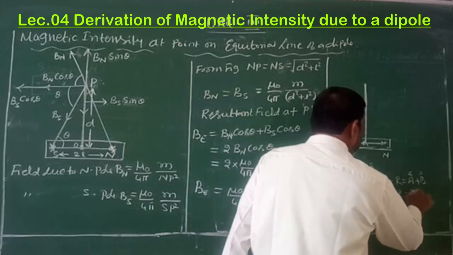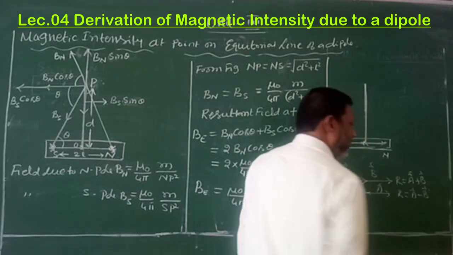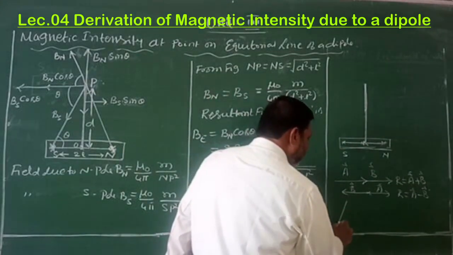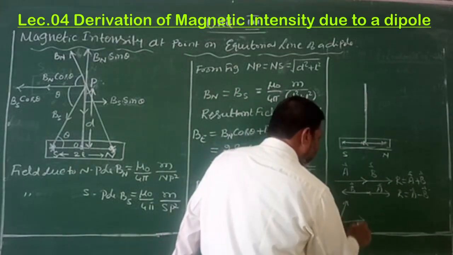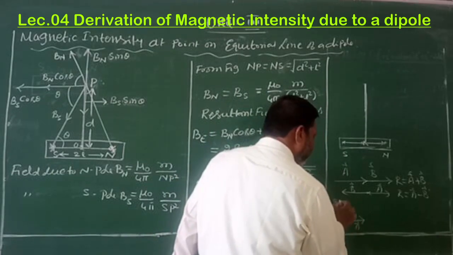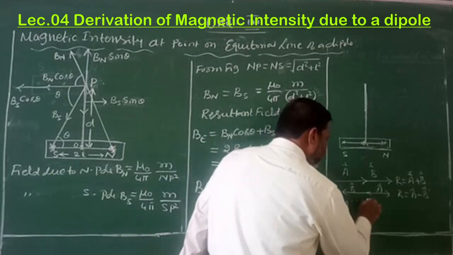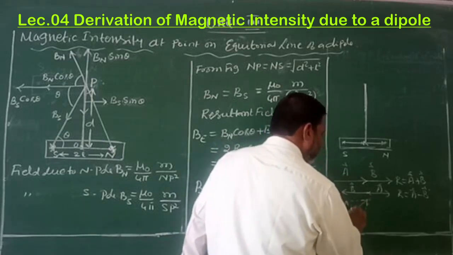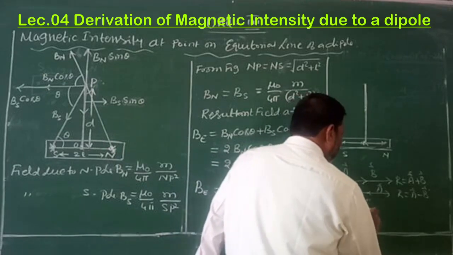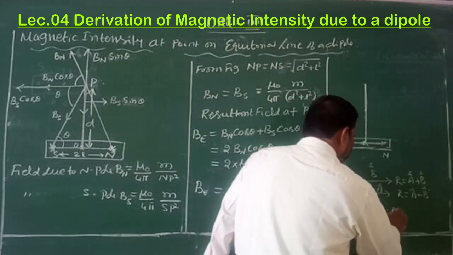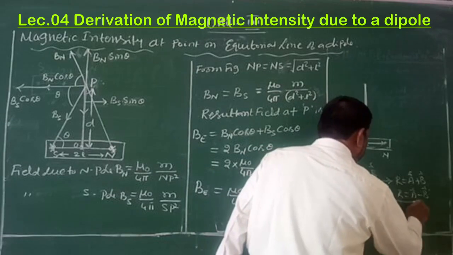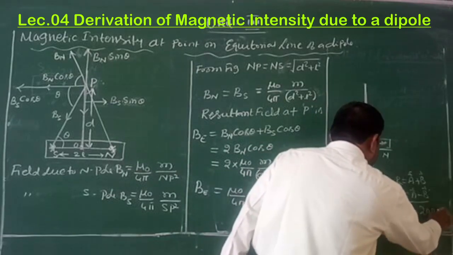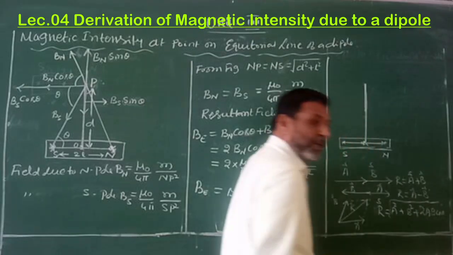Resultant is equal to A bar minus B bar. And the next case: suppose they are inclined by some angle. Let us say this is A bar and this is B bar. The resultant of these two can be determined by using the law of parallelogram of vectors, R bar. Now in this case, R bar is equal to the square root of A square plus B square plus 2AB cos theta. This is the formula we use here.